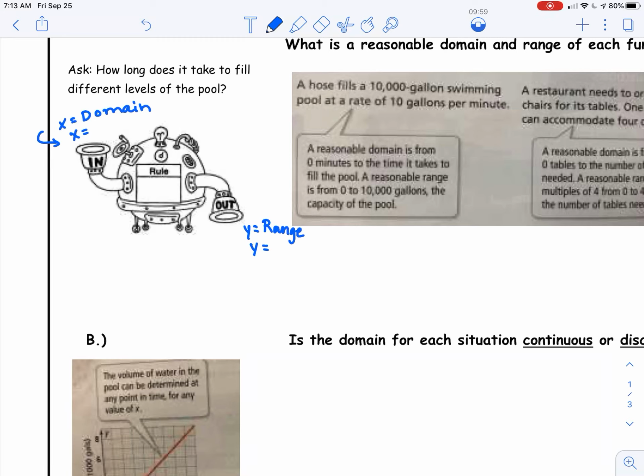So there's a function, a rule that would be inside that function machine that for every X you throw in there, it's going to calculate it and spit it out. So we could figure out for different levels of the pool how long it's going to take for that pool to fill. So X is going to be representing the time, the number of minutes it's going to take to fill the number of gallons in your pool. So the domain represents the number of minutes and the range represents the number of gallons.